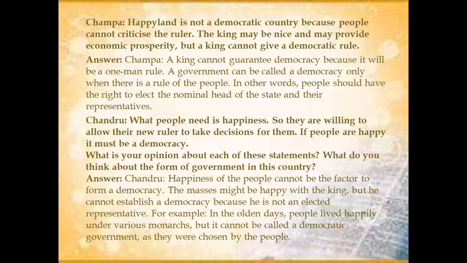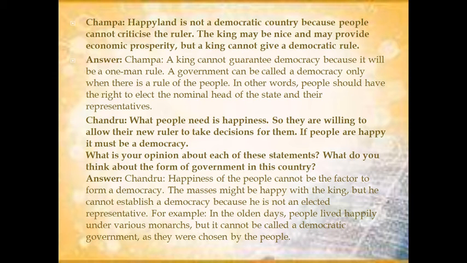Champa: Happy Land is not a democratic country because people cannot criticize the ruler. The king may be nice or may provide economic prosperity, but a king cannot give democratic rule. Champa, a king cannot guarantee democracy because it will be one man rule. A government can be called a democracy only when there is rule of the people. In other words, people should have the right to elect the nominal head of the state and their representatives.